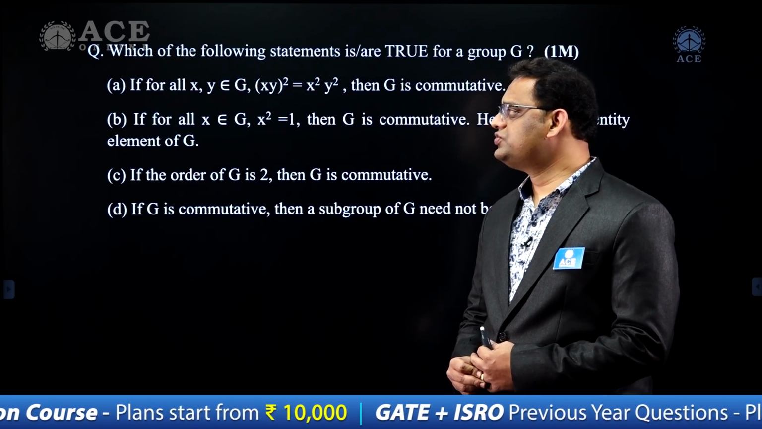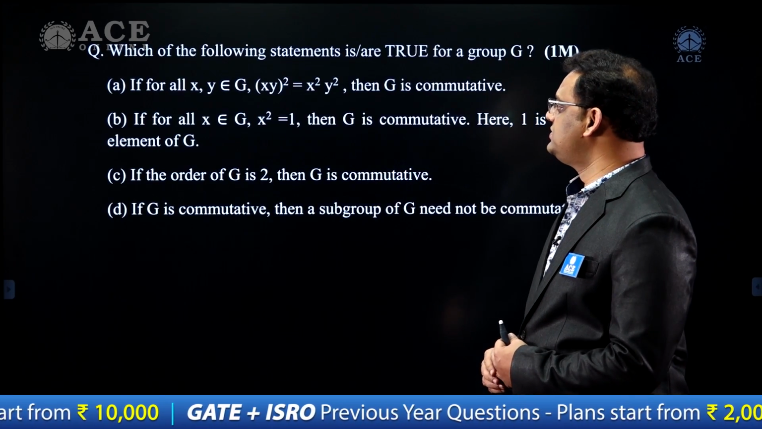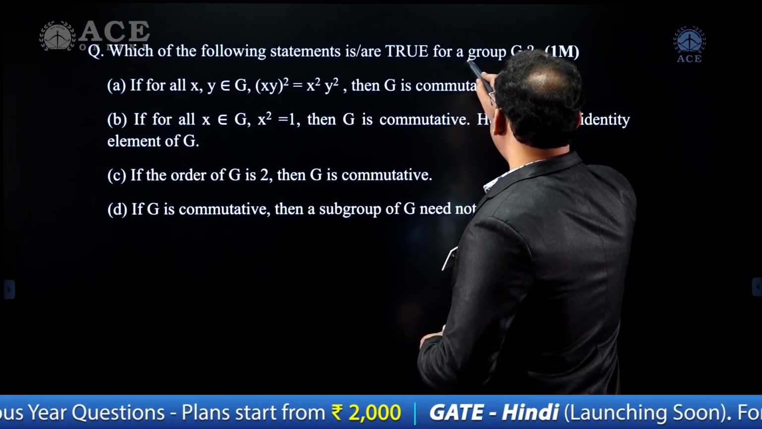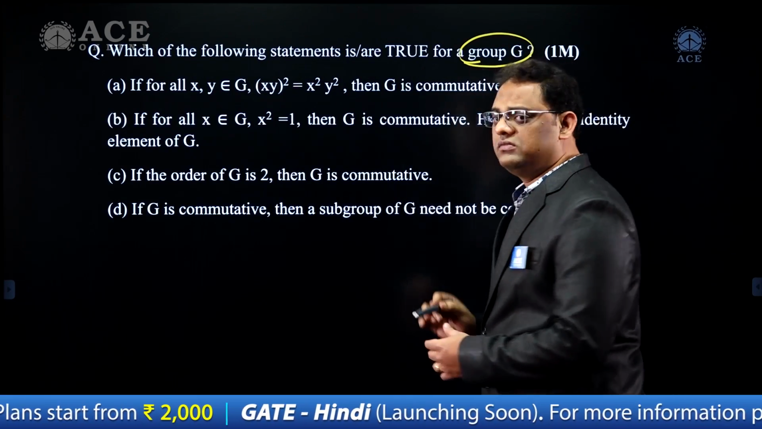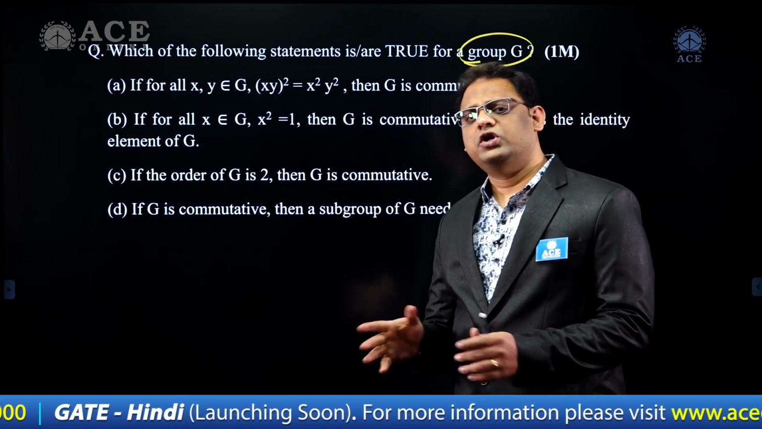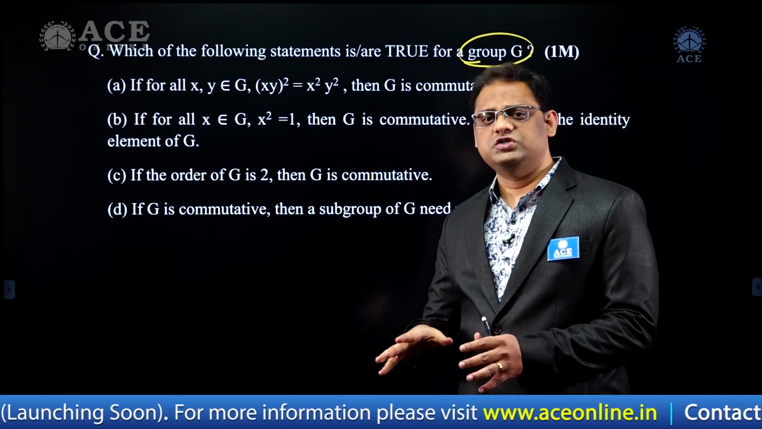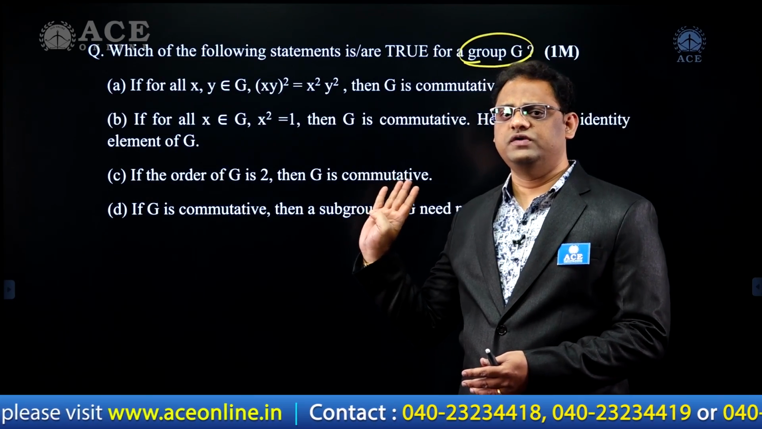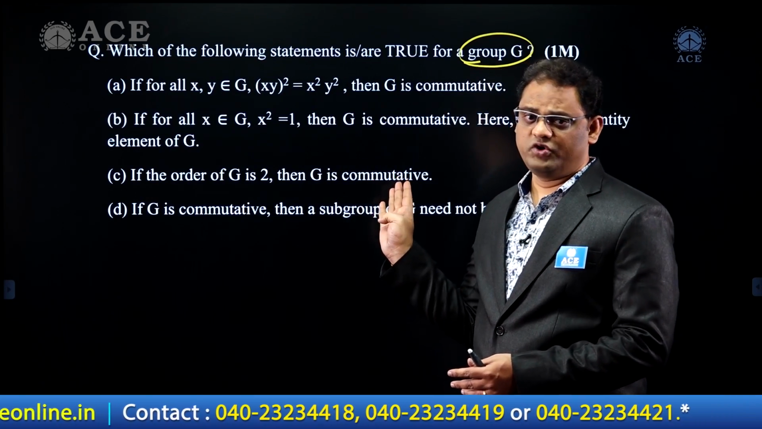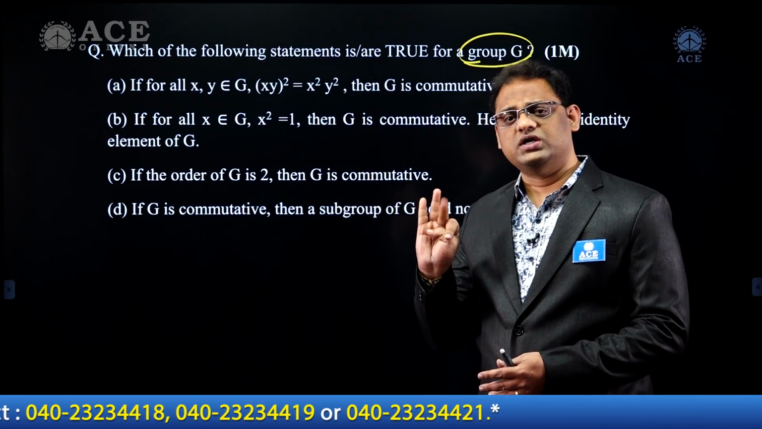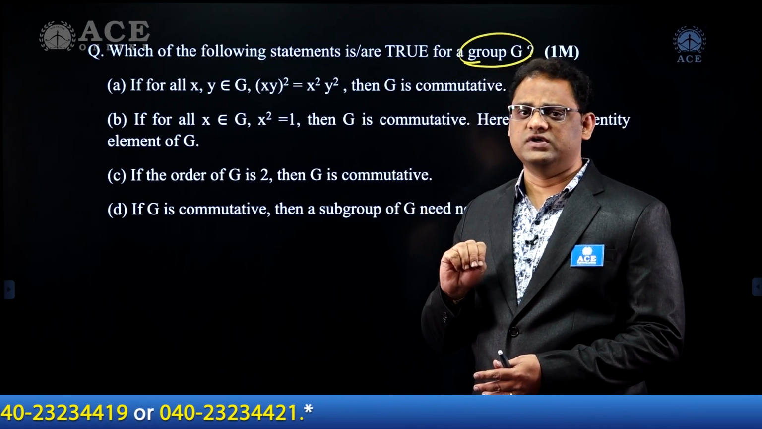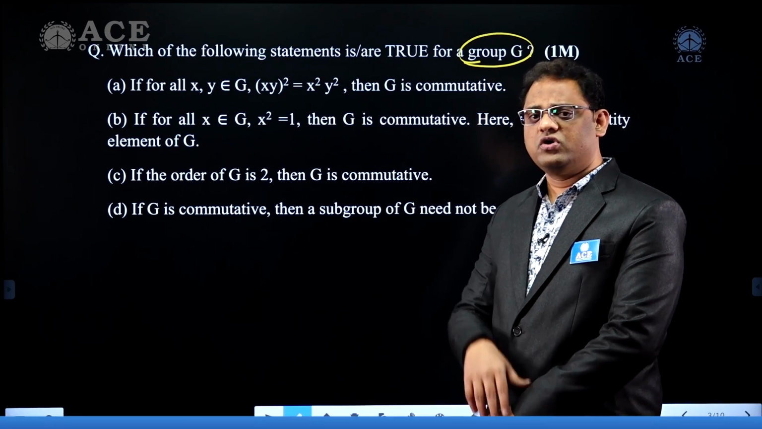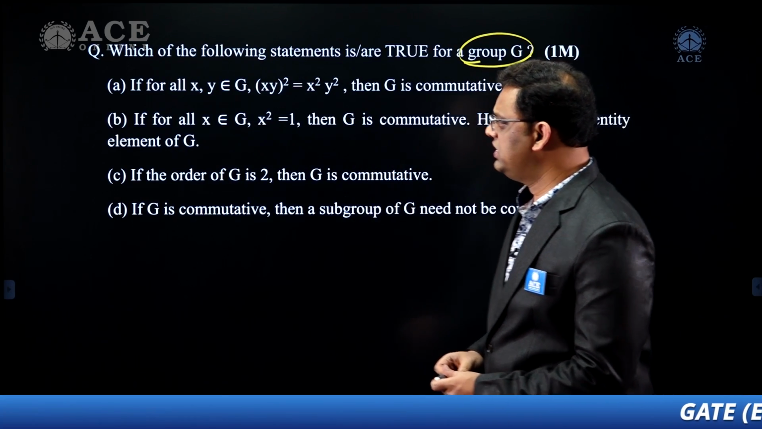See this first question, students. Which of the following statements is/are true for a group? This is a question from group theory, right? You know about algebraic structures. When is an algebraic structure called a group? If the given algebraic structure follows the 4 properties, closure, associative, identity, and inverse, then we can call that algebraic structure a group. From that concept, they framed the question like this.